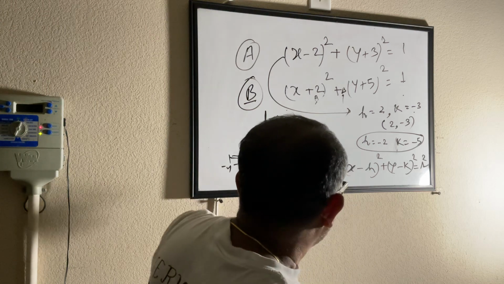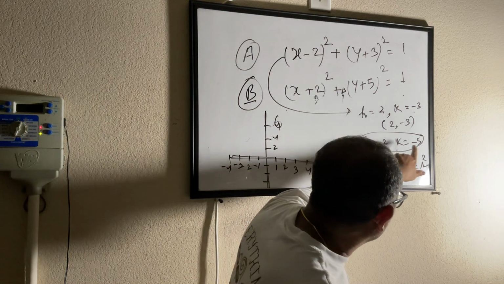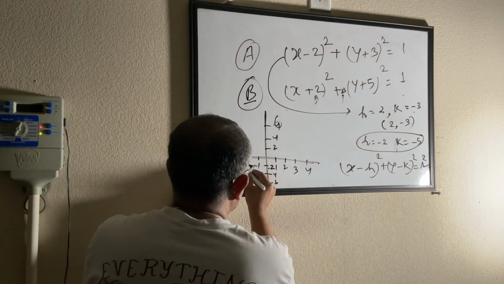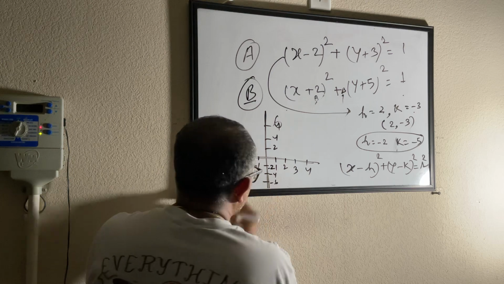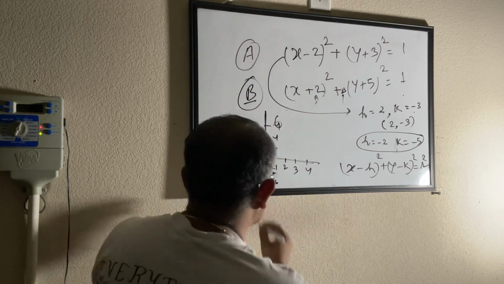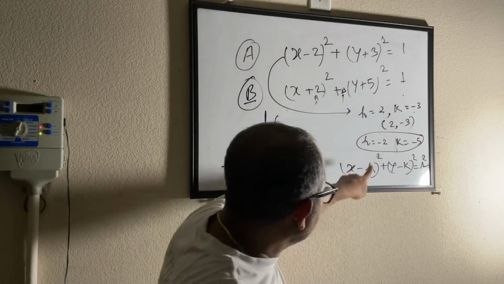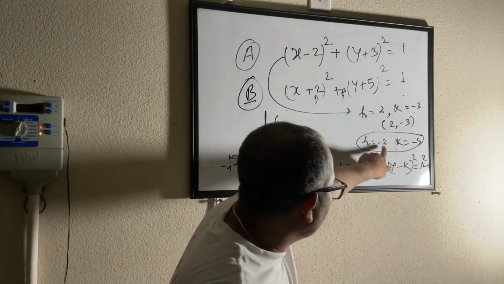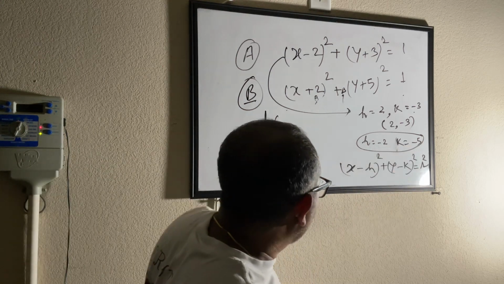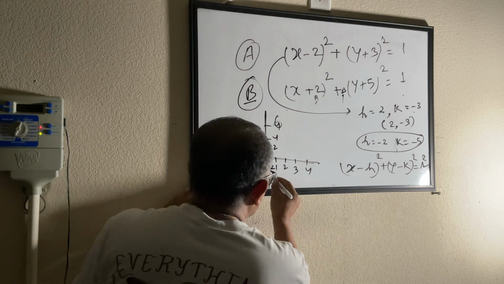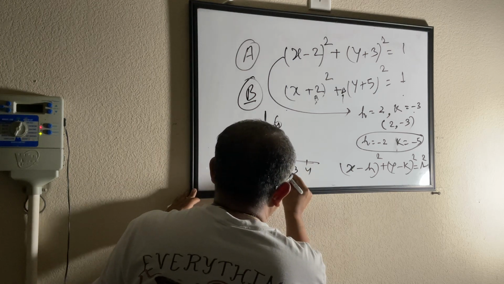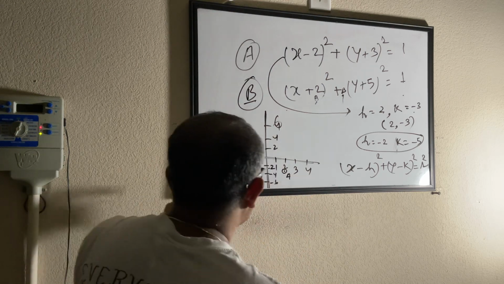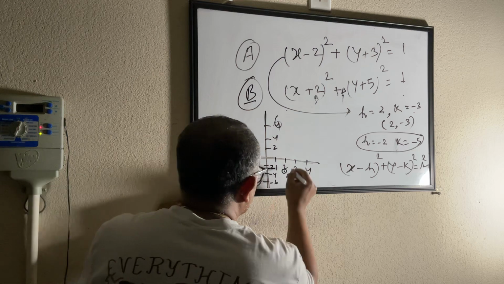So here, for the first circle, my coordinates are minus 2, minus 5. So this is minus 2, minus 4, minus 6. So minus 2, minus 5. This is my coordinate of the circle B, my bad. And the first one is 2, minus 3. So 2, minus 3 is somewhere here. This is circle A. So this is B. And both have the same radius.